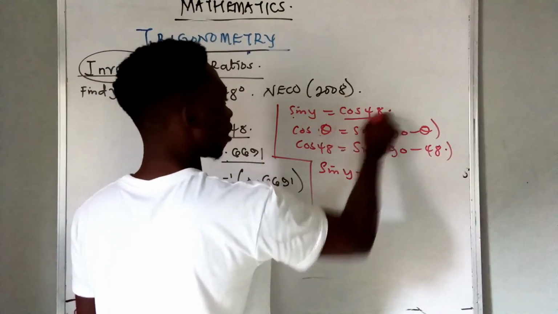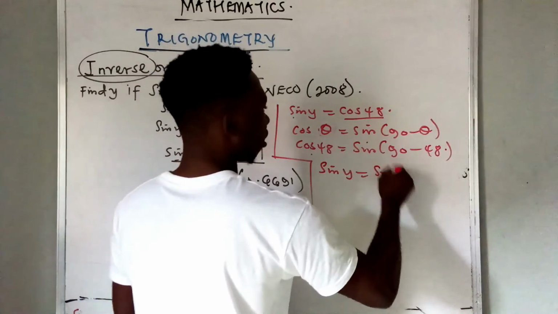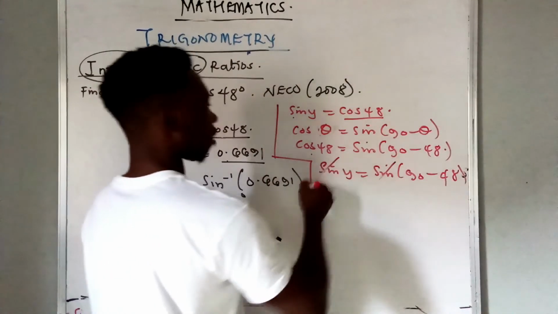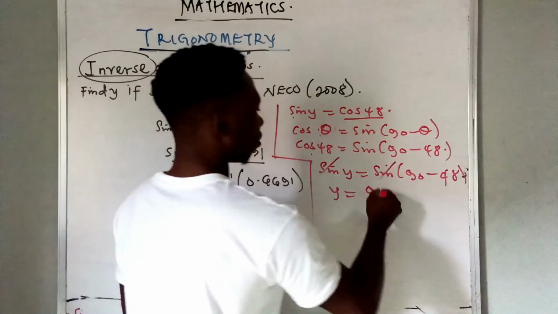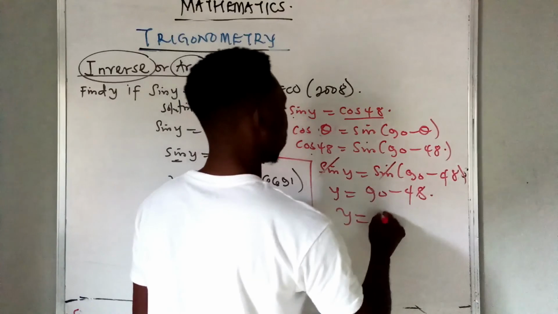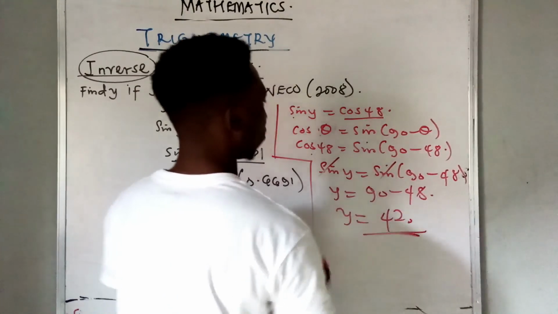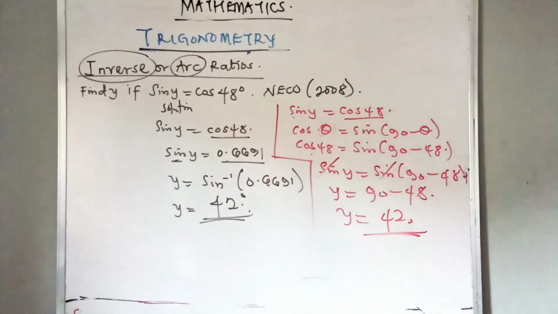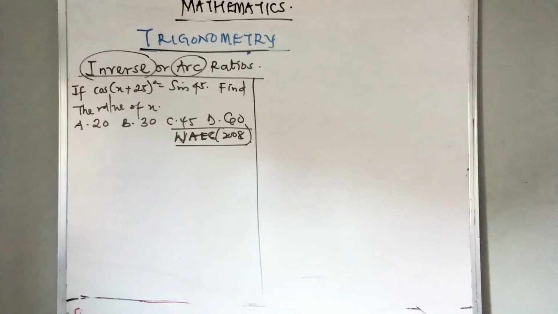So at this junction, you can now say sine y is equal to, instead of writing cos, you replace it with sine 90 minus 48. So your sine can now cancel your sine. Y here is equal to 90 minus 48, which is your 42. So if you want to solve with this pattern, you have another pattern ready for you. Just remember your relations correctly.